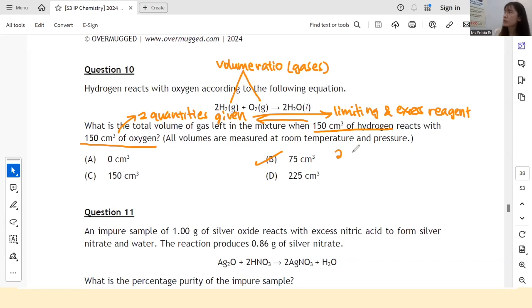Yeah, so this is for gases. Come, let's do it now. So this is 2 units. So 2 units is 150 cm cube. So then in this case for oxygen, it is 1 unit. So 1 unit, it would be 75 cm cube.